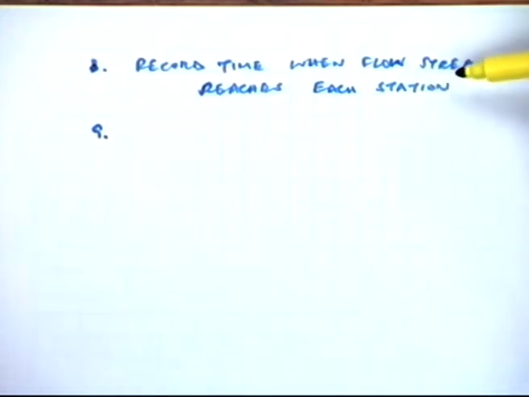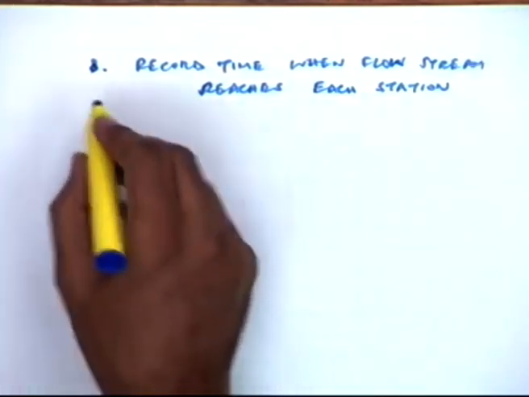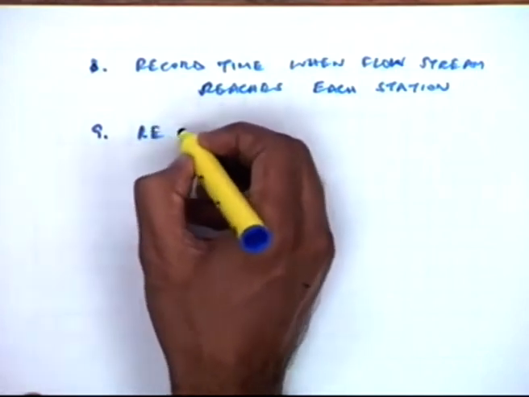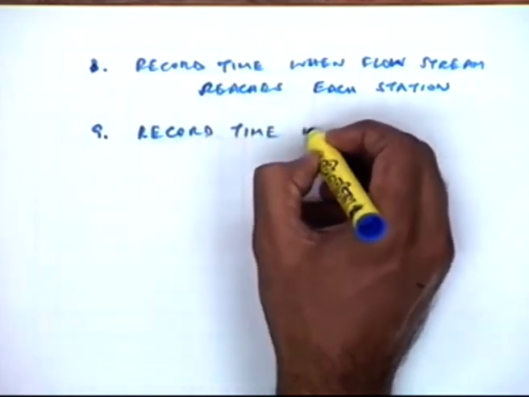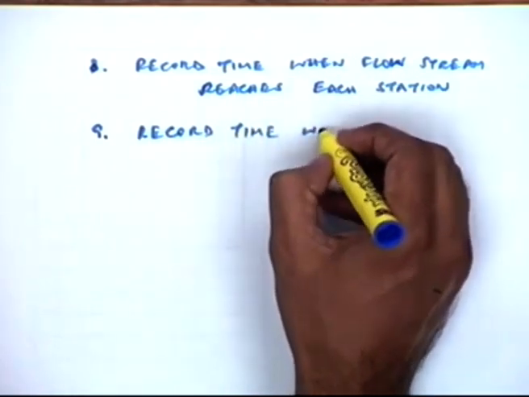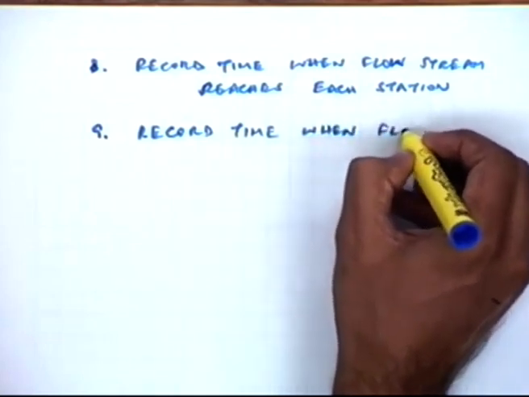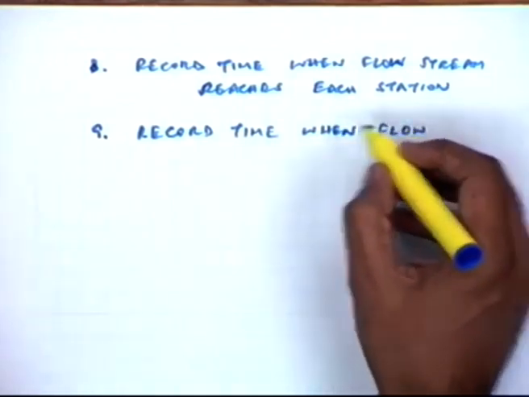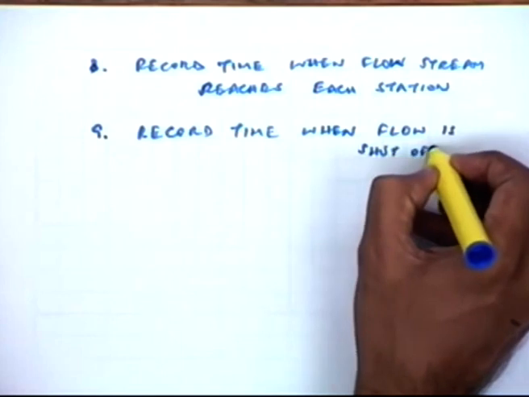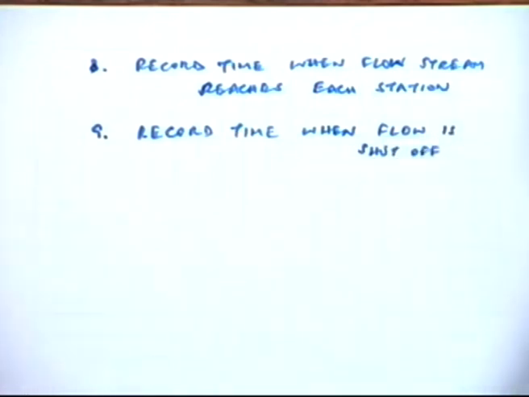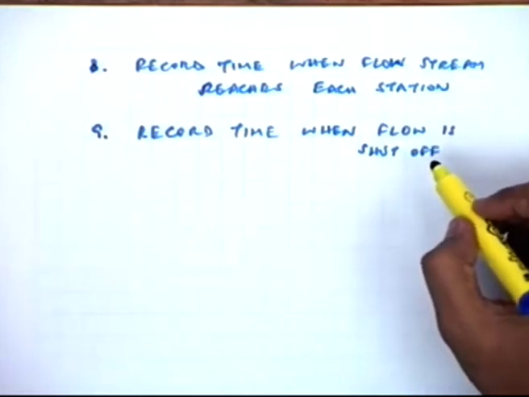So the advance curve will be drawn from this data which we are recording. Similarly, to get the recession curve, you will have to record the time when, before that you will have to record the time when the flow is shut off, because you are also interested in how much is the lag time. When the flow is shut off, that time is also very important.